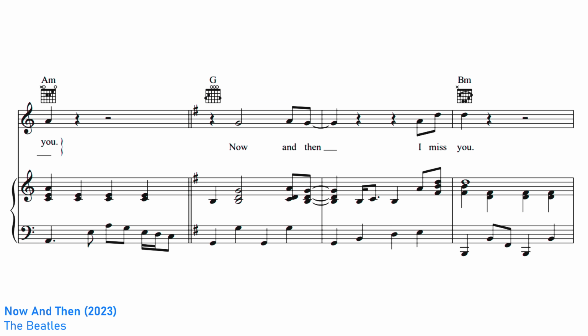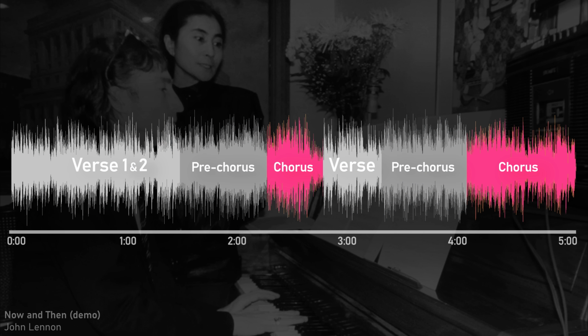Now, this G major chorus section does appear in John's demo, of course. But we don't jump straight to it from the verse. Instead, on John's demo, before we get to the chorus, we have a sort of pre-chorus section. And this section is also in a different key. This section is in E major.